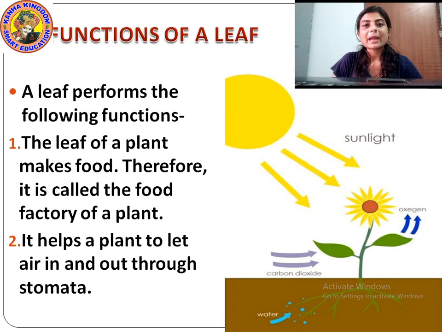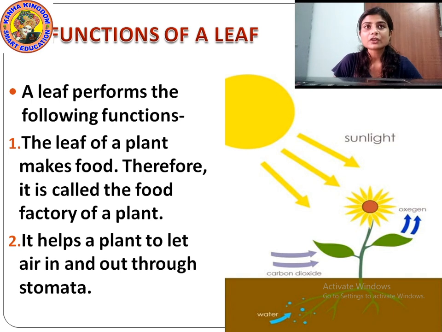Since the leaf prepares food for the plant, that is why the leaf is called the food factory of the plant. And it helps a plant to let air in and out through stomata. The leaf of the plant helps to take in air and give out air through the stomatal openings.